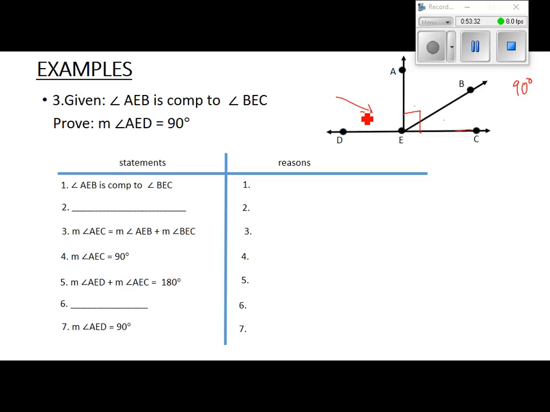Angle AEB is complementary to angle BEC. That was given to us, so let's put that in there. What do you think we're going to put on number 2? Let's look at what else they have. Maybe that'll help us. Angle AEC equals the measure of angle AEB plus the measure of angle BEC. What did they use there? Close. Angle addition postulate.